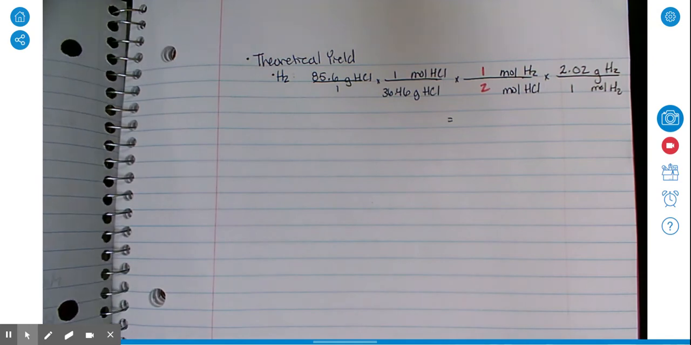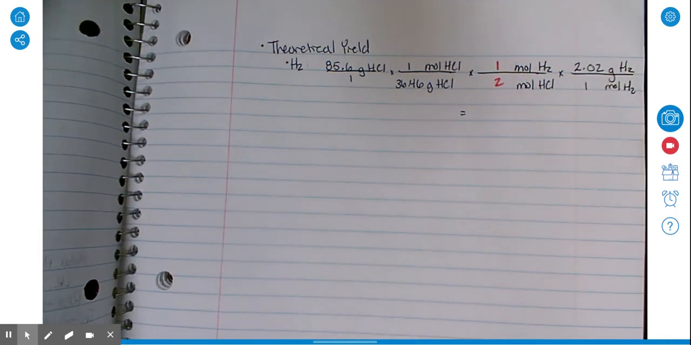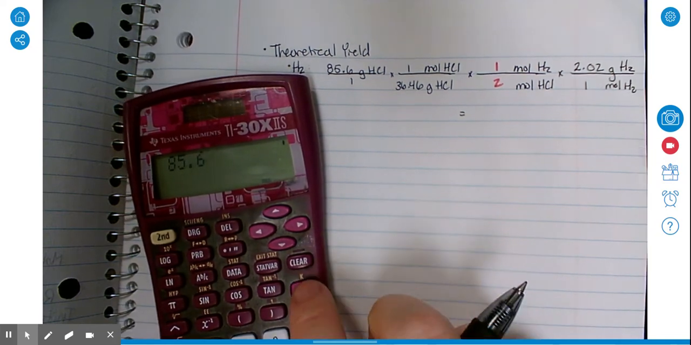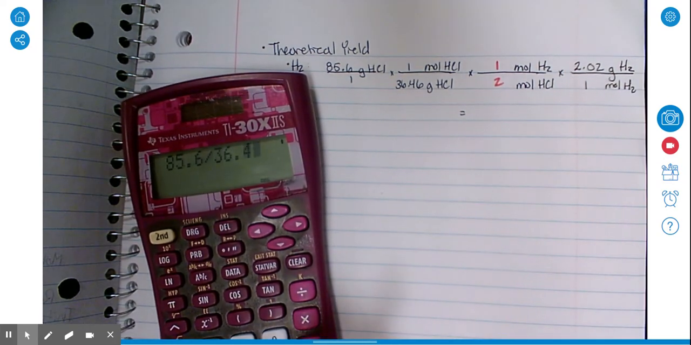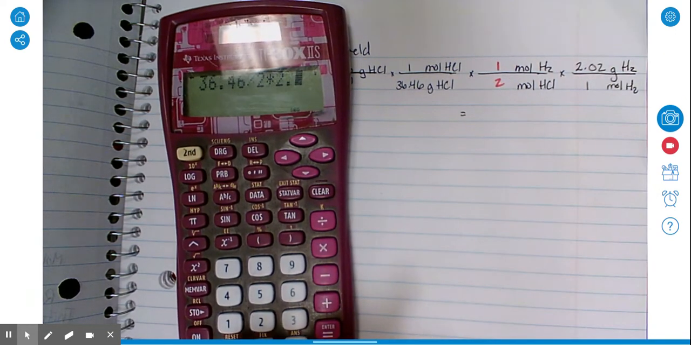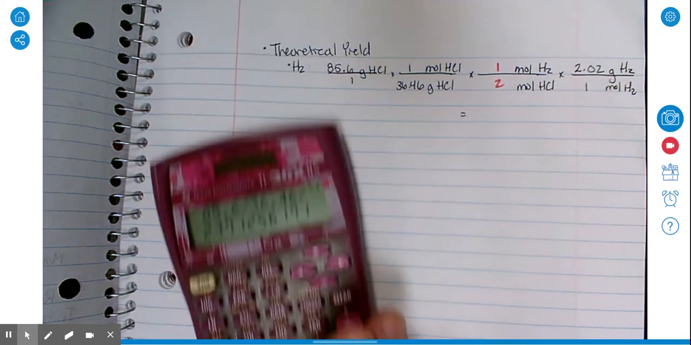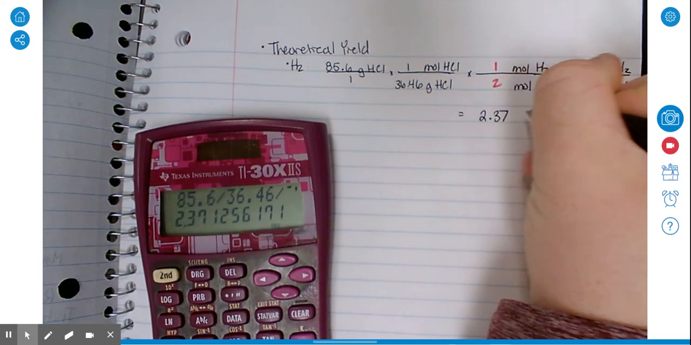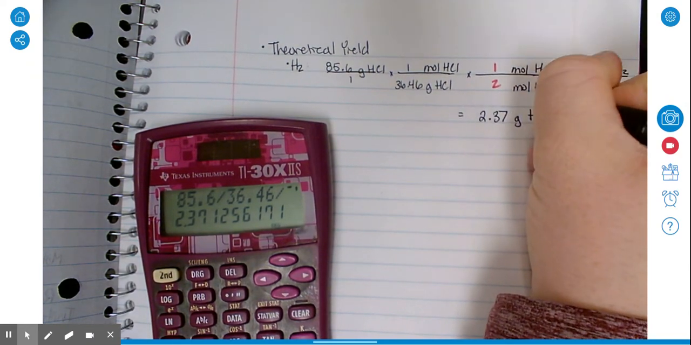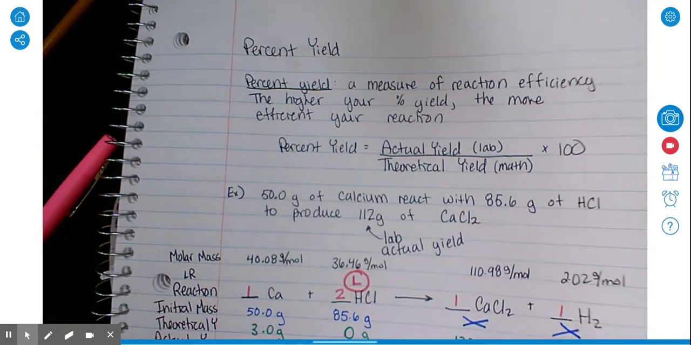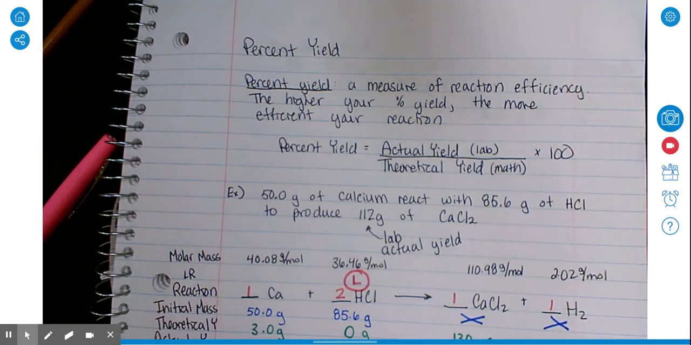Plug all that into a calculator. 85.6 divide 36.46 divide 2 times 2.02. I have a theoretical yield of 2.37 grams of H2. So I can plug that into my table.